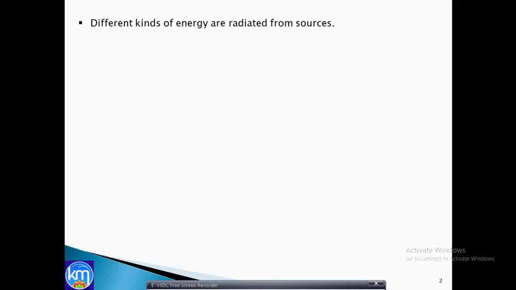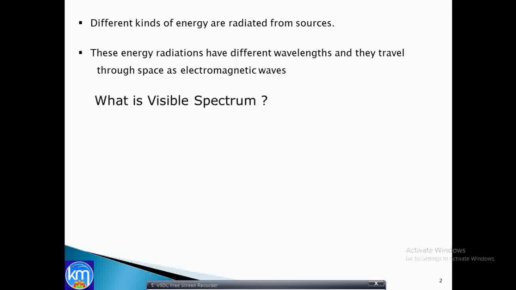Whenever we have these sources, the light which is emitting from them will have different wavelengths, and they will be traveling in space as electromagnetic waves. So these radiations have different wavelengths and travel through space as electromagnetic waves. In the electromagnetic spectrum, the visible spectrum is only a part of it. In this video session we'll mainly focus on the different types of visible spectrum.